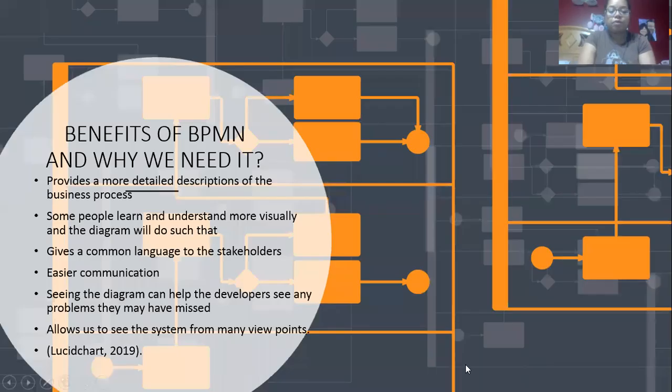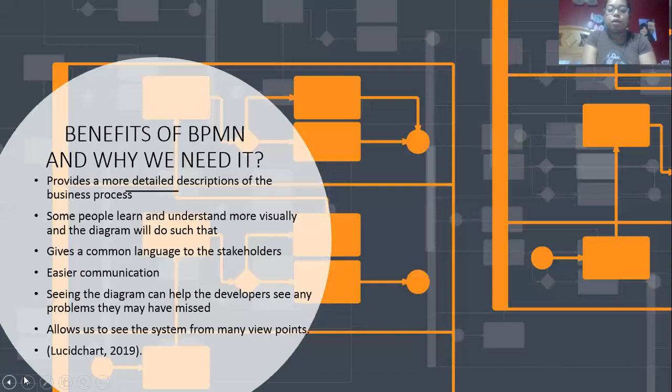What are the benefits of BPMN and why do we need it? We need it because it provides a more detailed description of the business process, and it helps some people learn and understand more visually, and having a diagram can do just that. I know I'm a visual learner. You can explain and explain to me and I just won't get it. You have to show me on a piece of paper and draw it out for me, and then I'll be able to understand. It gives a common language to stakeholders.